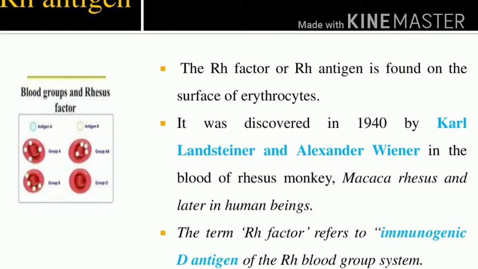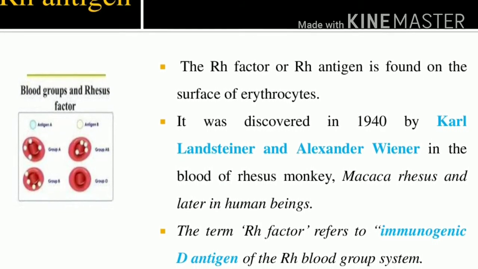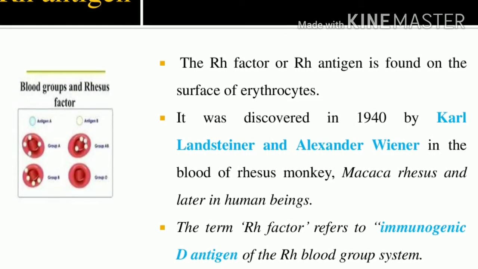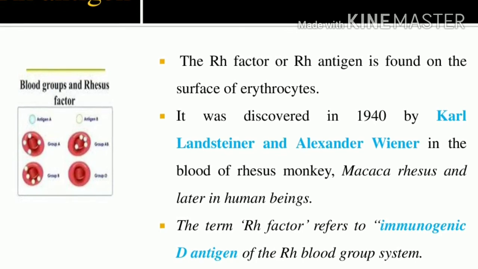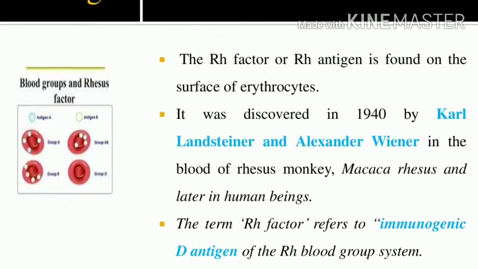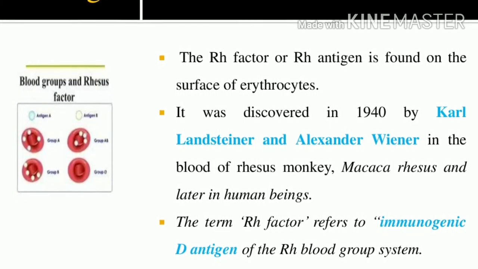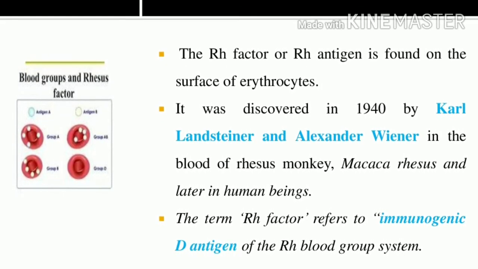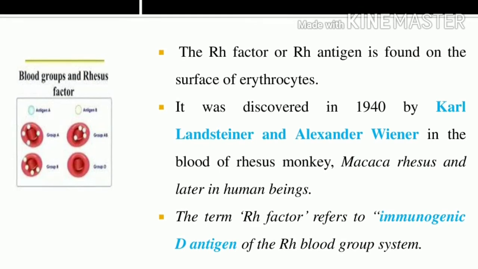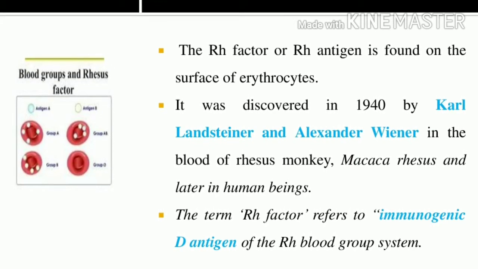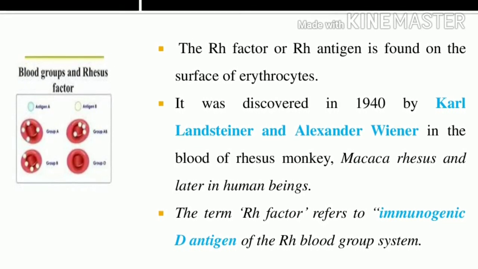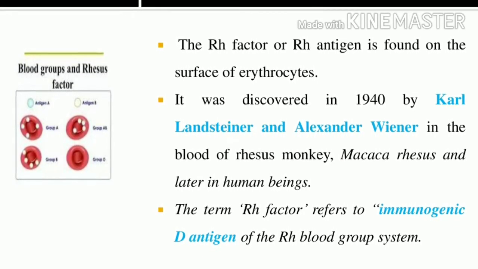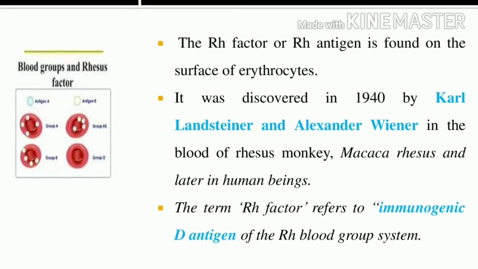What is the term factor of RH? The RH factor refers to the D antigen. What antigen is present in the RH factor? That is the D antigen. The D antigen determines the positive or negative blood group system. Can you understand? Where is this RH factor, RH antigen present? On the surface of the erythrocytes.